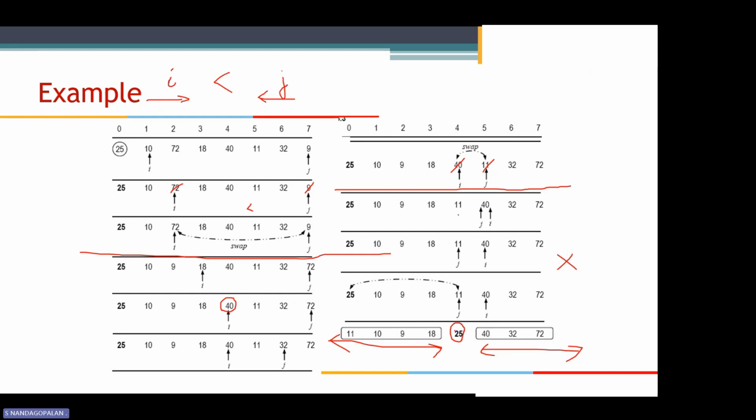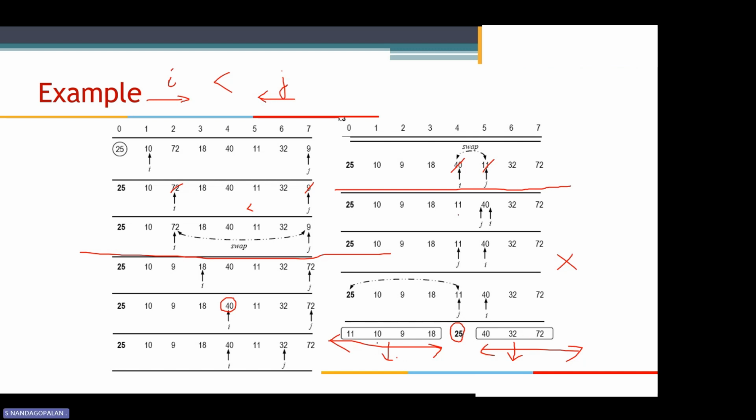Only one element is actually sorted. 25 is in its appropriate sorted position, because if this portion is sorted and this portion is sorted, that means the whole thing is sorted. So in order to do this, I'll assume this as my new subarray and call recursively the same thing. Similarly, on this side, I should do the same thing.